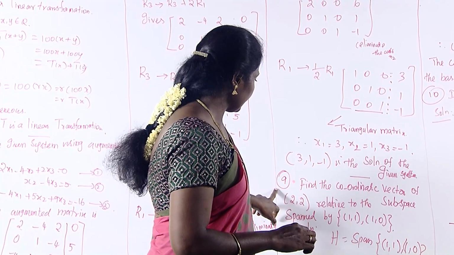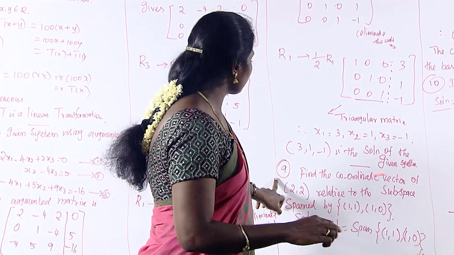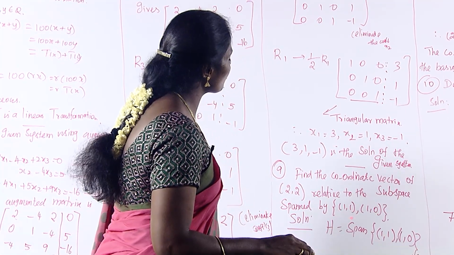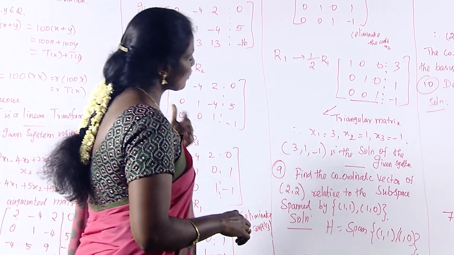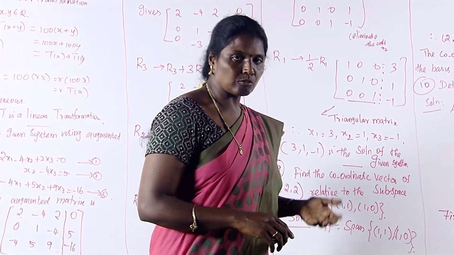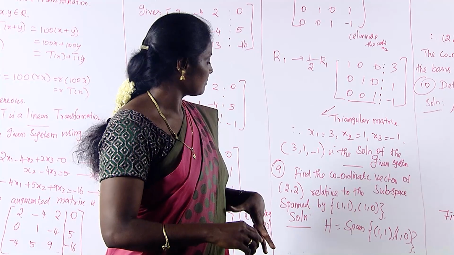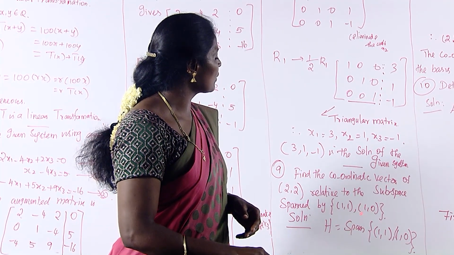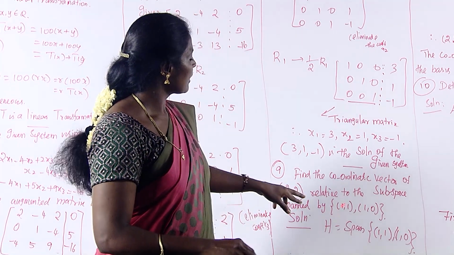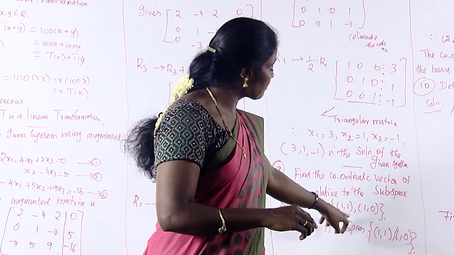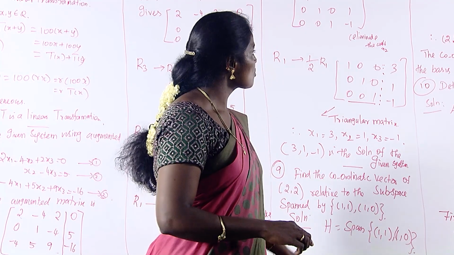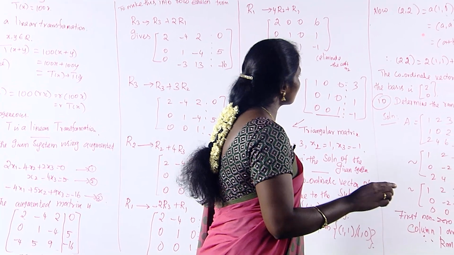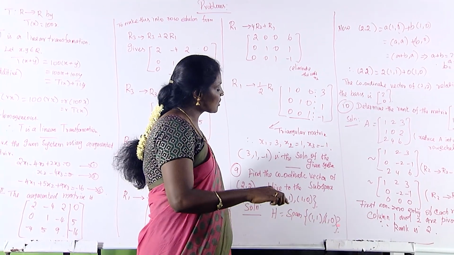Problem 9, find the coordinate vector of (2, 2) related to the subspace spanned by (1, 1) and (1, 0). So, we are going to calculate the coordinate vector of (2, 2) in terms of the subspace. Here, we write H as span of (1, 1) and (1, 0). They have given that this is spanned by (1, 1) and (1, 0). So, we took that as H.